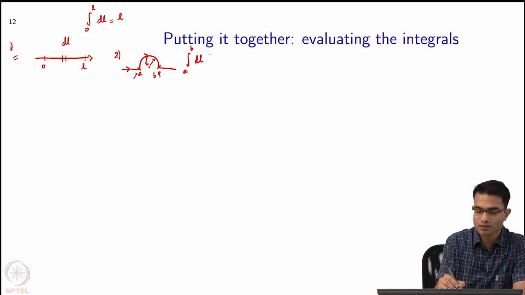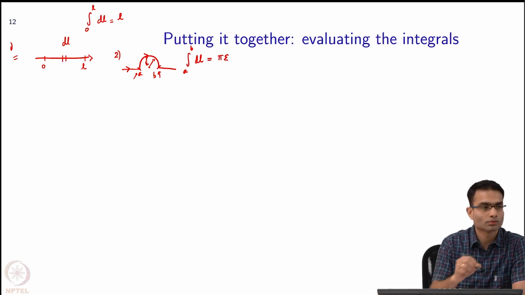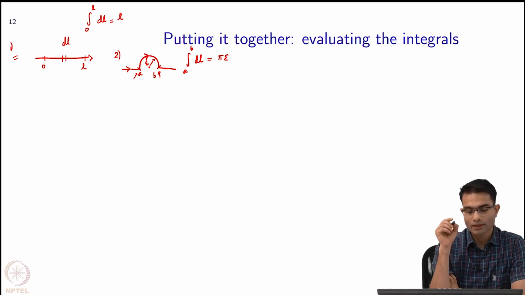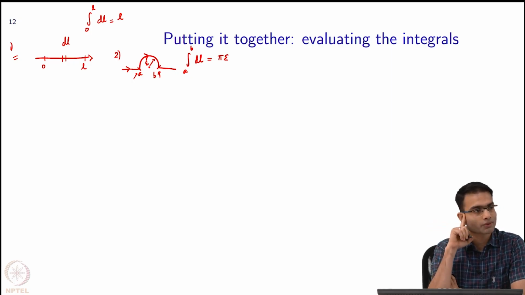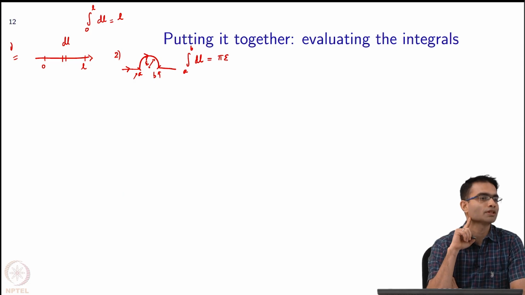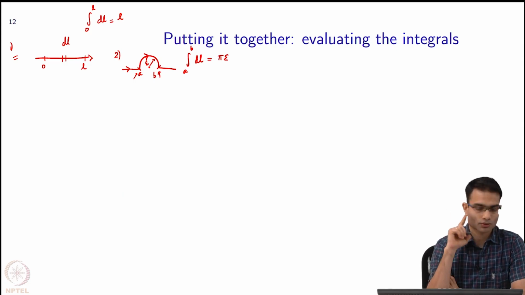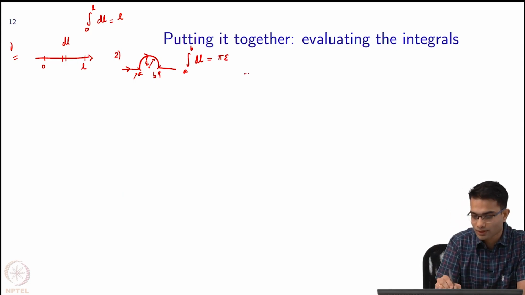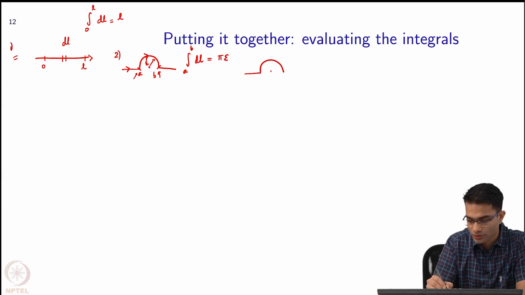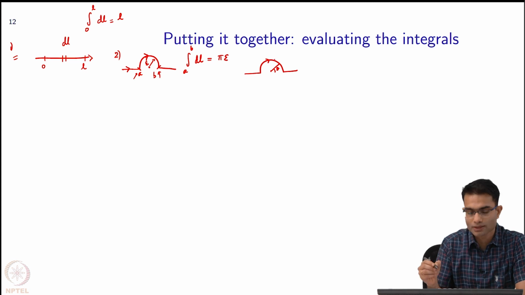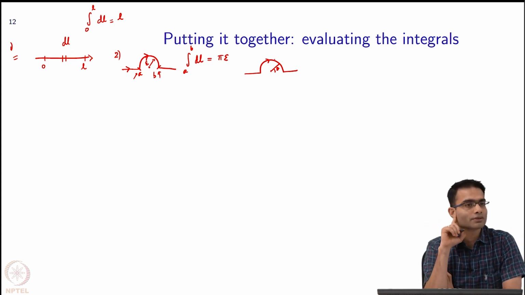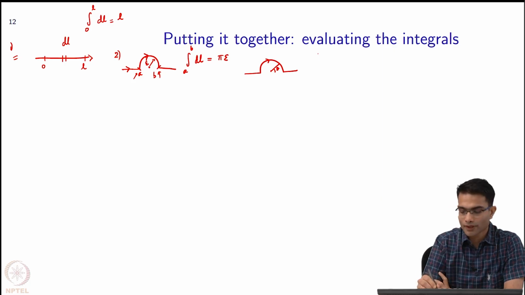Length of the string, which is pi epsilon. That is correct. Okay. Now, on the other hand, if you decided to do this integral using, let us say, polar coordinates, so supposing you wrote this like this, that this is your theta and you are integrating like this. So, what are the limits of integration? From where to where?